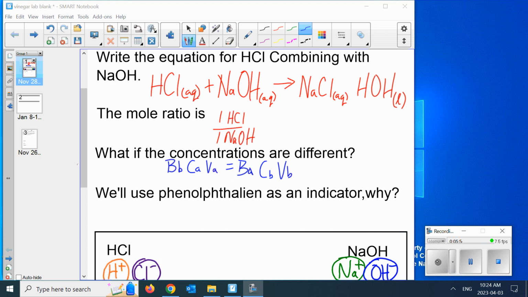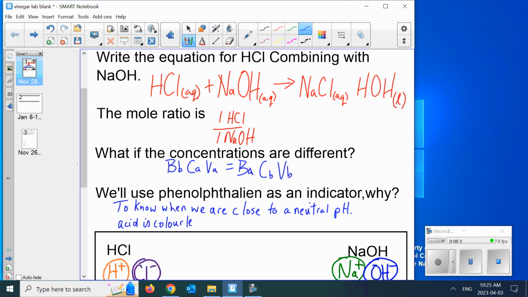So we're going to use this as an indicator. This is why, to know when we're close to the neutral pH. So I'll just write it down. And then as a reminder on here, acid is clear and colorless. I'll just put colorless. Base is clear, but pink. I should have put acidic.